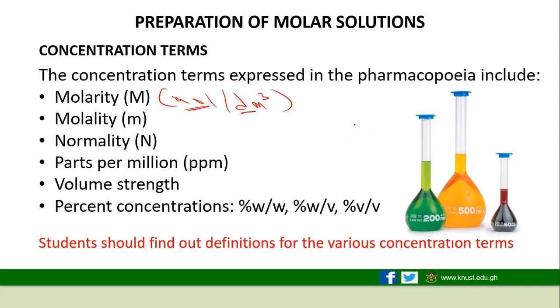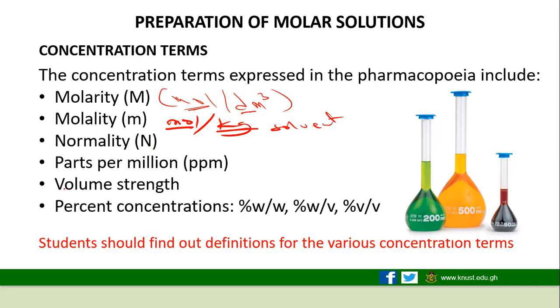The next one is molality. Molality talks of the total moles of a solute contained in 1 kilogram of a solvent. And so molality is expressed as moles over kg. So the moles of the solute in 1 kg of the solvent, not the solution, of the solvent. The next term is normality.